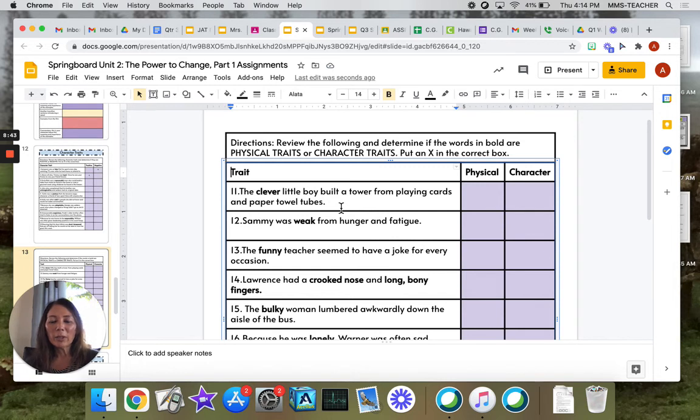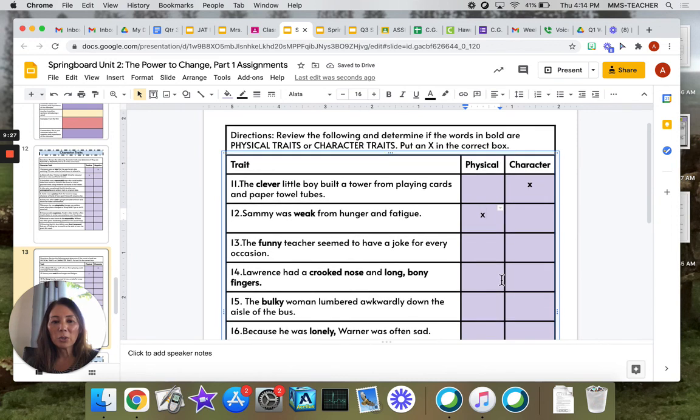Okay, so number 11, the clever little boy built a tower from playing cards and paper towel tubes. So we're looking at the bolded word clever. So clever is a character trait because that's not an appearance thing. It's not a physical trait that they have. Number 12, Sammy was weak from hunger and fatigue. Now weak is a physical trait because you can see that someone is weak.